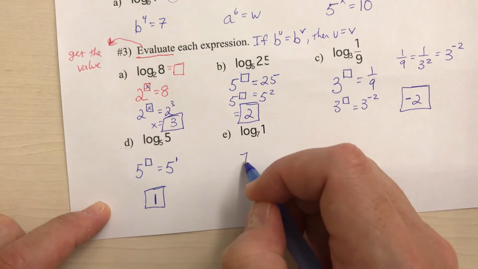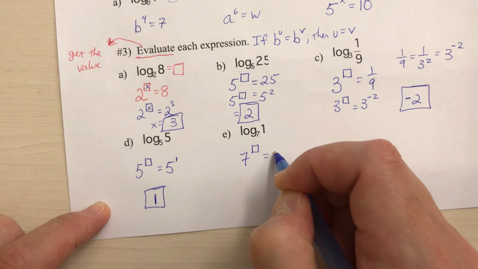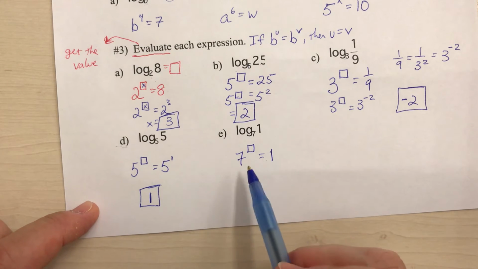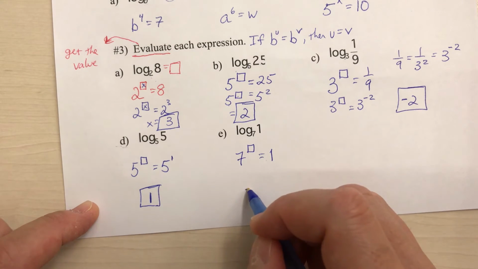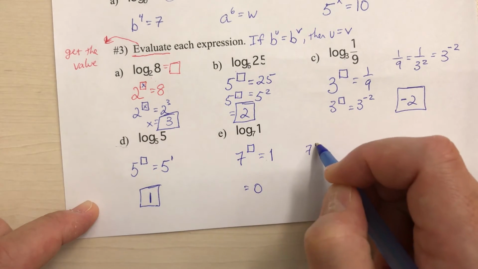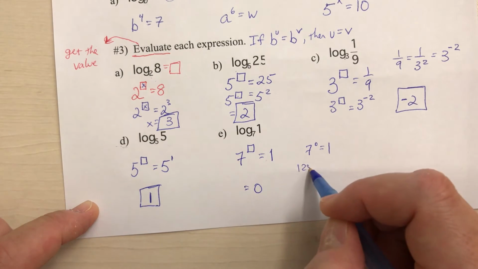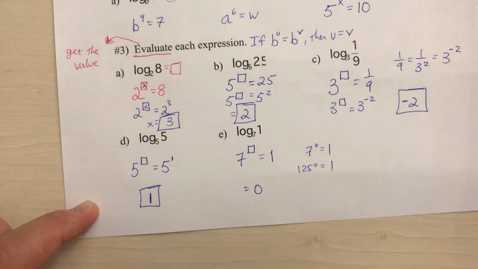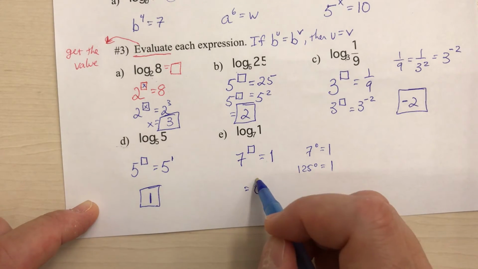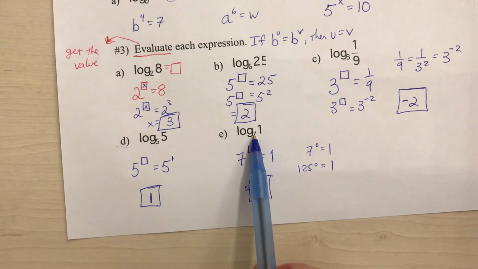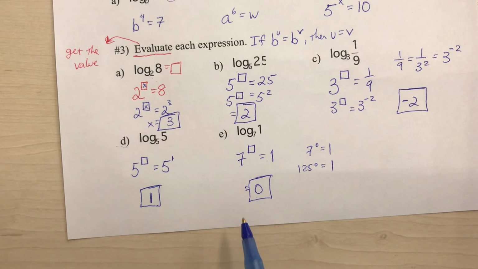And then this would be 7 raised to something equals 1. Now this one, we need to understand our rules of exponents. Anything raised to the 0 power is equal to 1. So whether that's 125 raised to the 0, if you type that on the calculator, you get 1. So that value there, when we evaluate that, that's going to be 0. Okay, so this gives us a couple of rules here.